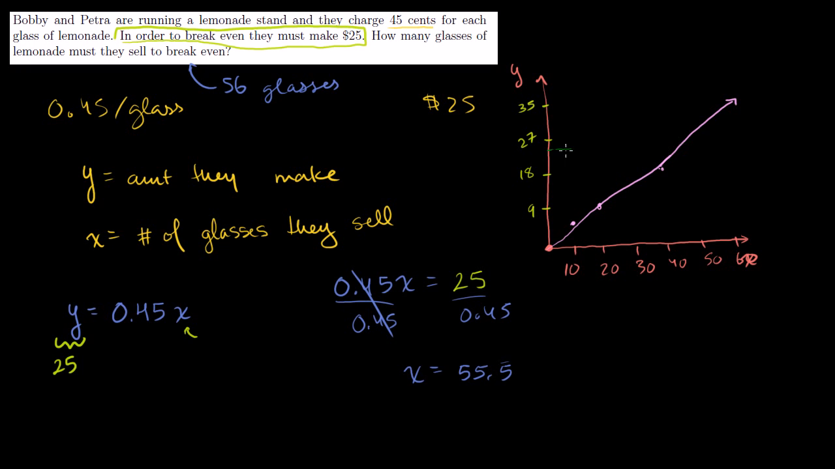Let me draw the line a little bit better than that. So the line is going to look like this. And the break even is $25, right there. You see that they have to sell about 56 glasses. And obviously, the way I drew this isn't a super neatly drawn graph, but hopefully it gives you the general idea.